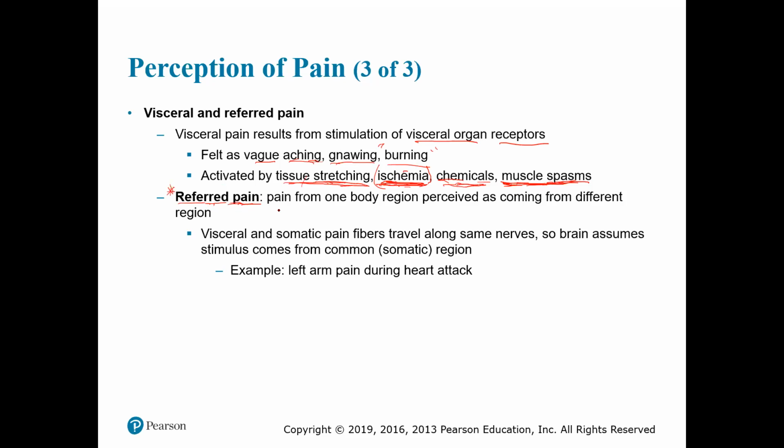Like you might have heard of something like sciatica, right? Sciatica. Sorry. And you know that sciatic nerve is that big nerve that comes from the lumbar and sacral plexus of the spinal nerves.